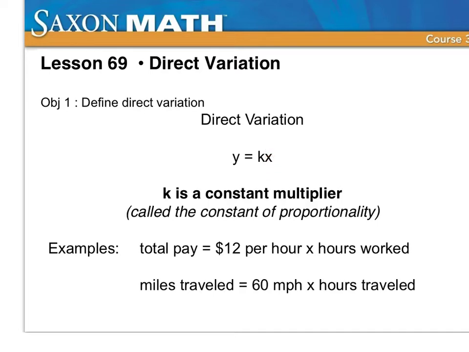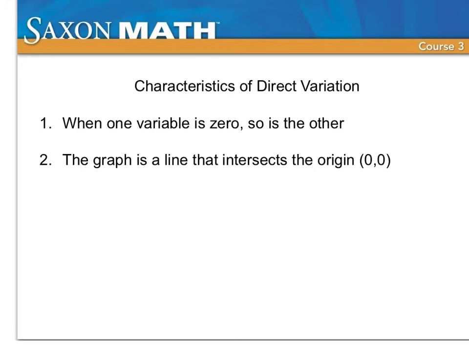Okay, so let's go ahead and take a look at this a little more. Here we've got a couple characteristics of direct variation. It says when one variable is 0, so is the other. Okay, and then we want to look at the graph of the line. The graph has to intersect the origin. Okay, so if I'm going to make a graph for direct variation, it has to start at the origin. Okay, it can't start up here anywhere or down below the origin anywhere. Also, when one variable is 0, so is the other.